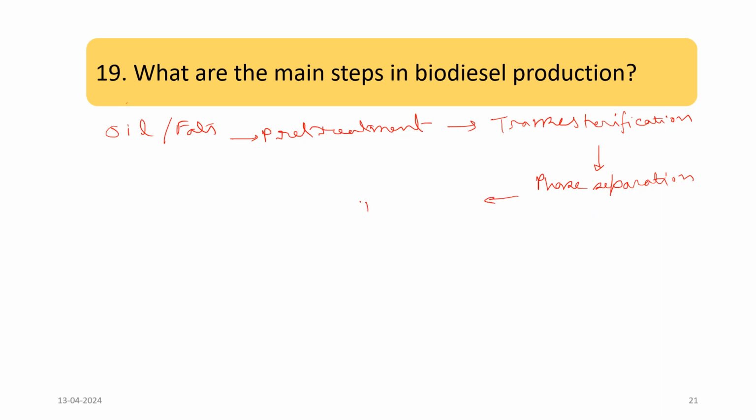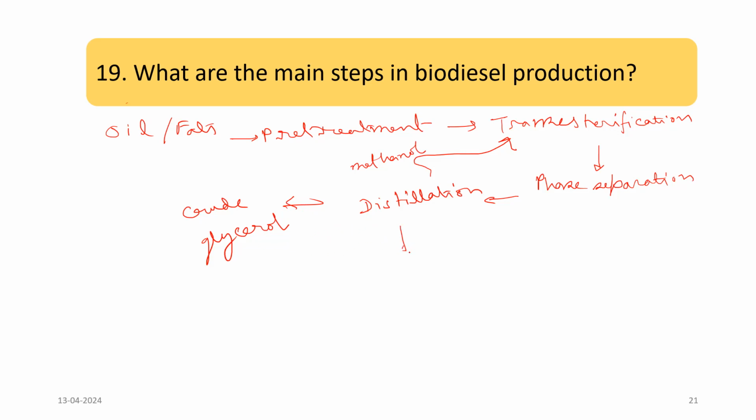Then distillation, and we are getting crude glycerol. From the distillation portion, the methanol is returned back, right? From the bottom portion we are collecting the crude glycerol, but from the top we are collecting the glycerol and we are doing the purification. So here comes the glycerol purification, and we are producing refined glycerol.